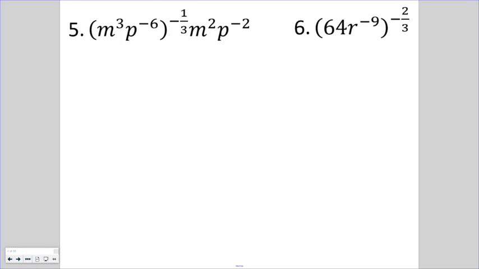Number 5 is a little bit different. So we've got a couple of terms being raised to a power and then others being multiplied in. So I'm going to handle the first set, m to the power of 3, p to the power of negative 6 to the power of negative 1/3.